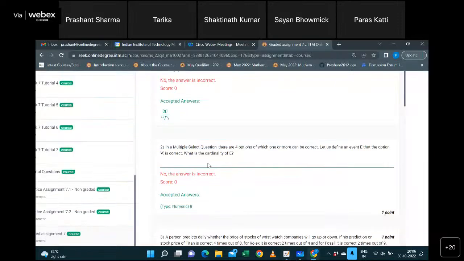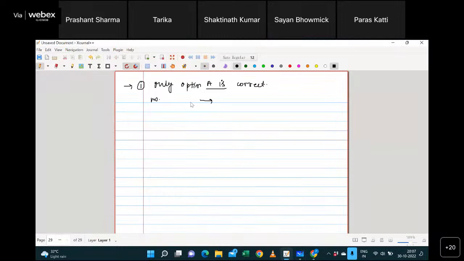See, what is the question? E be the event that option A is correct. And I'm saying only option A is correct. So I have chosen only A. I'm interested in cardinality. How many things are there? So the second case can be 2 options are correct. See, if it's an MSQ, then more than one option can be correct. The first case I have taken, only one option is correct. The second case I'm going to take, 2 options are correct.